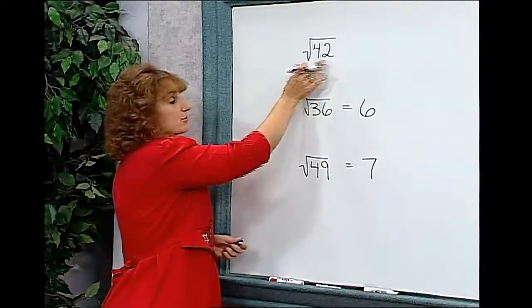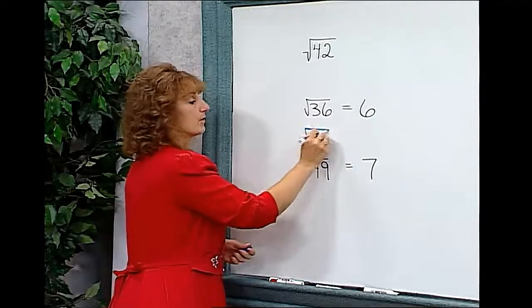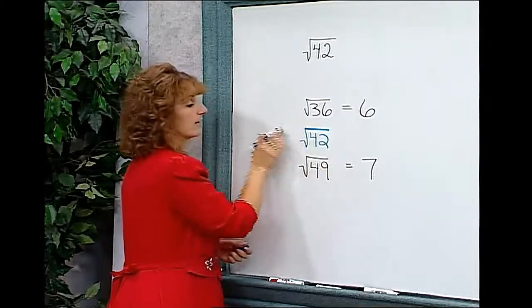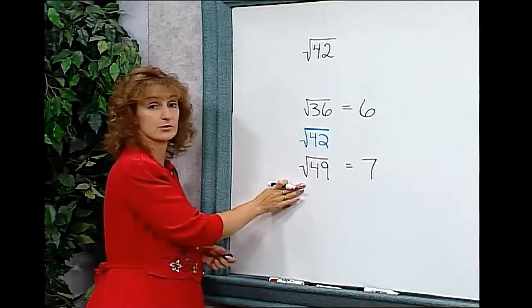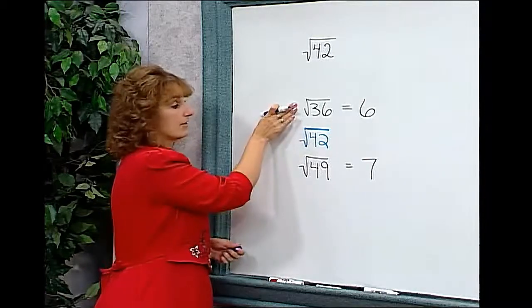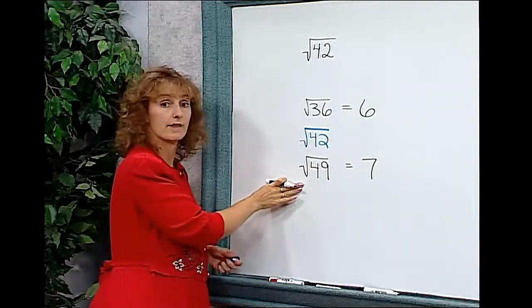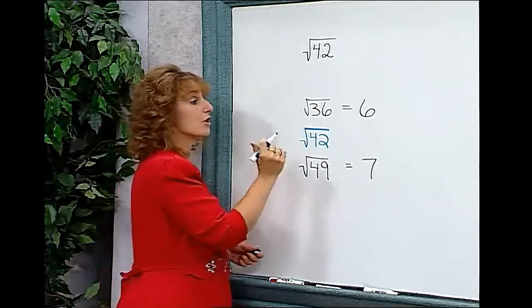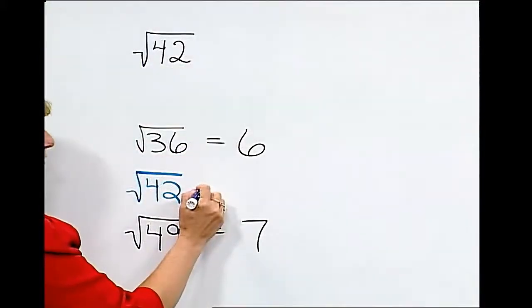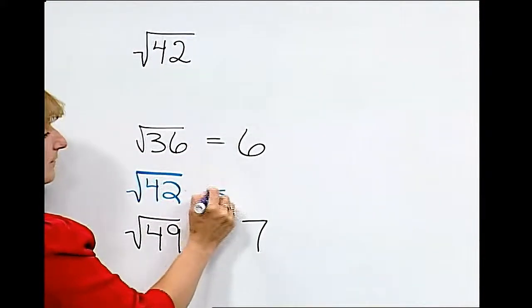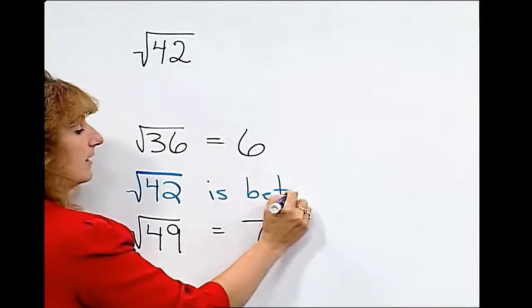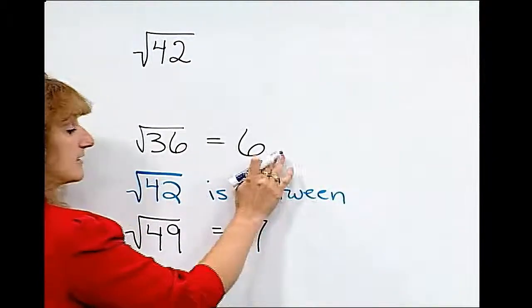Let's look at the square root of 42, which comes in between the square root of 36 and the square root of 49. 36, 42, 49. Those are in numerical order now. So that means the square root comes between 6 and 7.